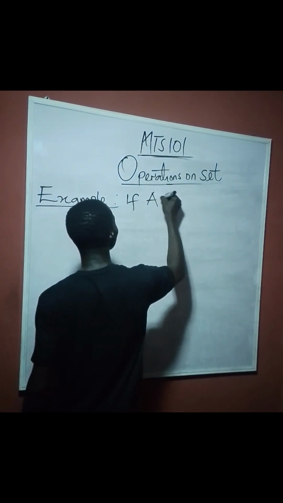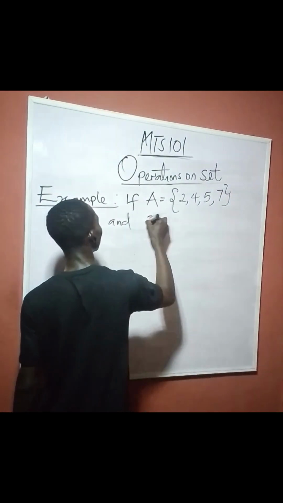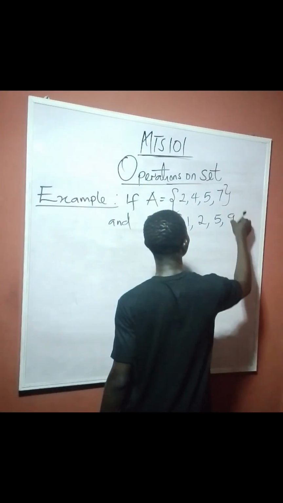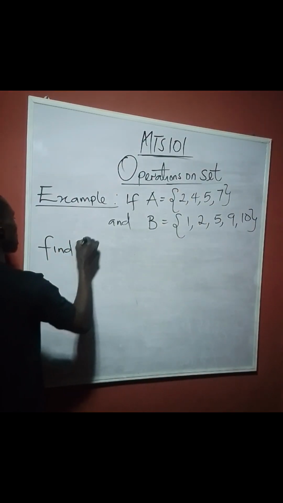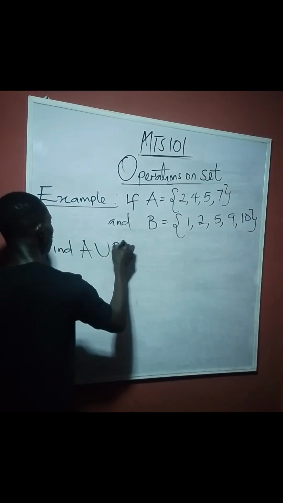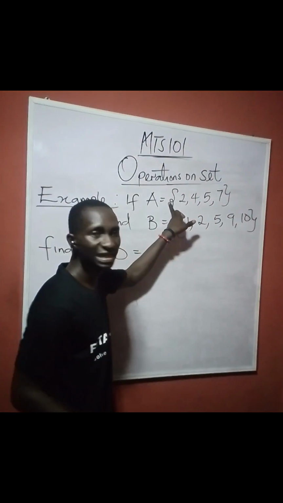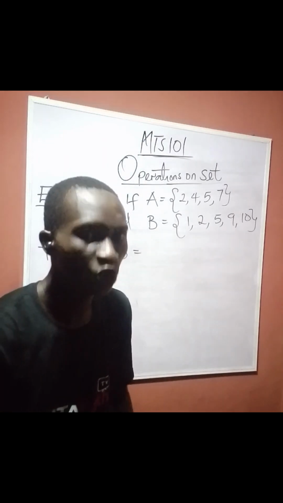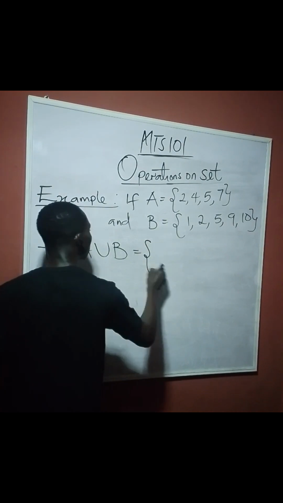If A is 2, 4, 5, 7 and set B is 1, 2, 5, 9, 10. The question is to find A union B. Now, A union B will be what? Bringing elements in A and B together without repetition of common elements. So now let's bring these elements together and you can arrange them in ascending order.